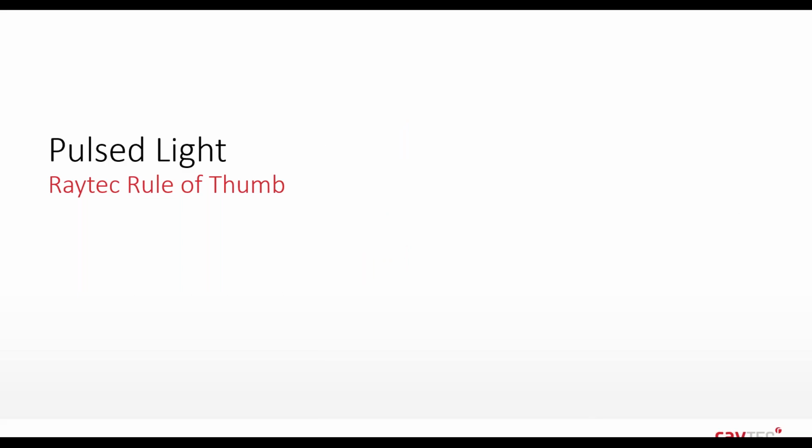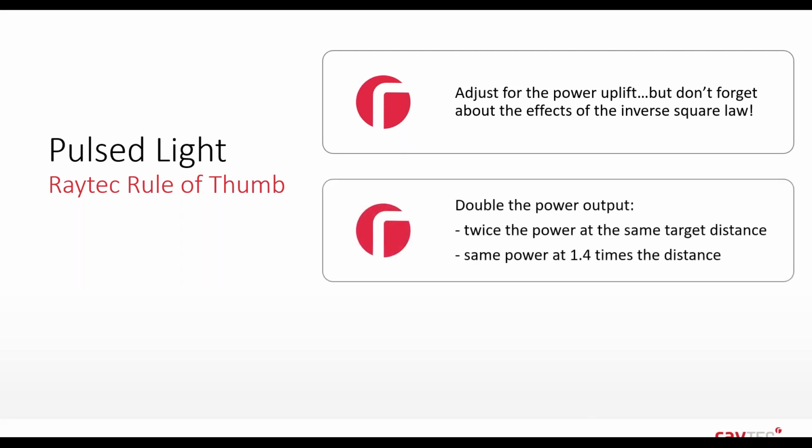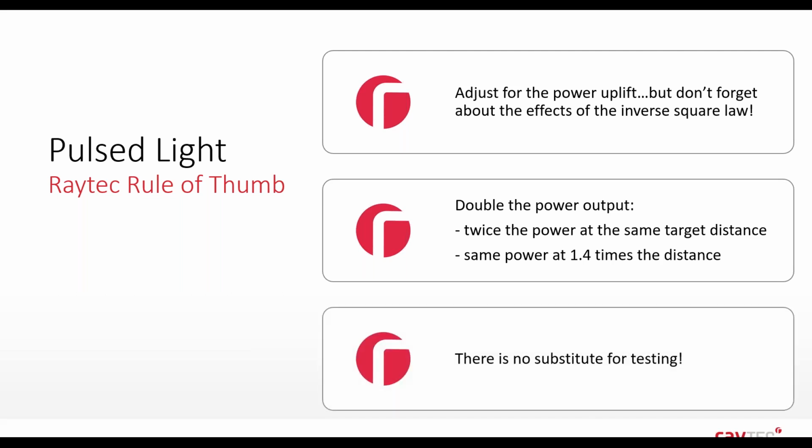Our rule of thumb now for pulse light. When we're considering use of pulse light, firstly factor in the power uplift, but don't forget the effects of the inverse square law. By way of example, if you double the power output by pulsing, that means you'll have double the power at the same distance, or you'll have the same power at 1.4 times the distance. And I'll say it one more time, there really is no substitute for testing to confirm the performance of the overall system.